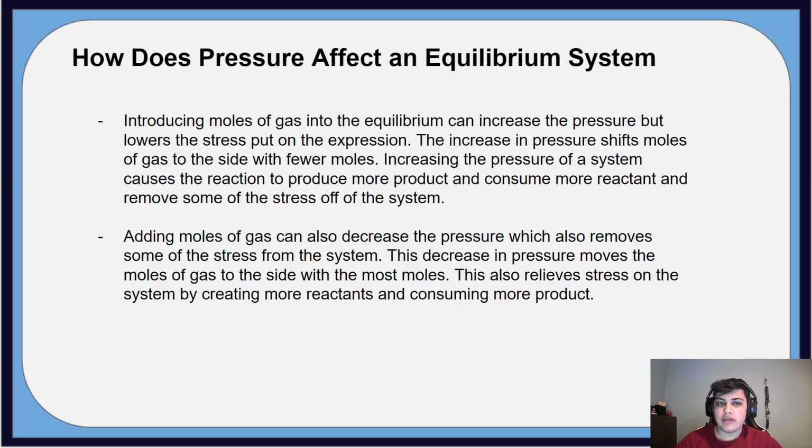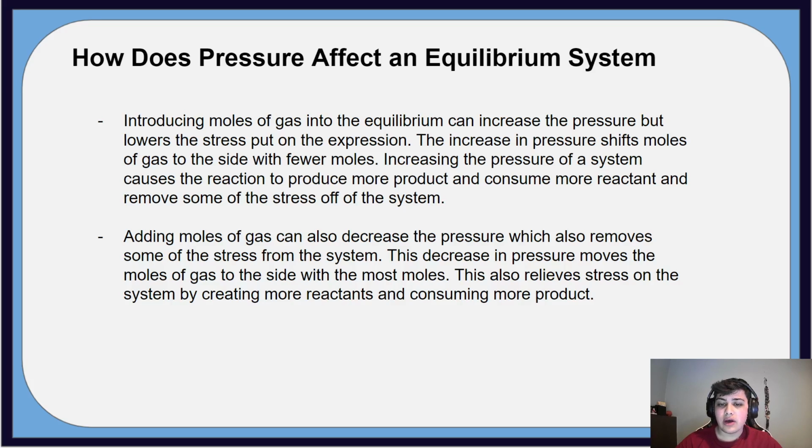How does pressure affect an equilibrium system? Introducing moles of gas into the equilibrium can increase the pressure, but lowers the stress put on the expression. The increase in pressure shifts moles of gas to the side with fewer moles. Increasing the pressure of a system causes the reaction to produce more product and consume more reactant, which removes some of the stress off of the system.